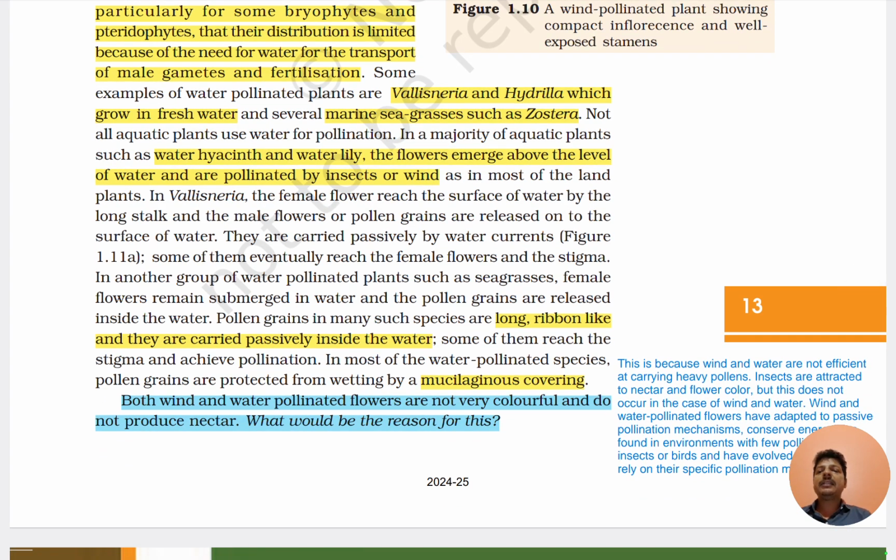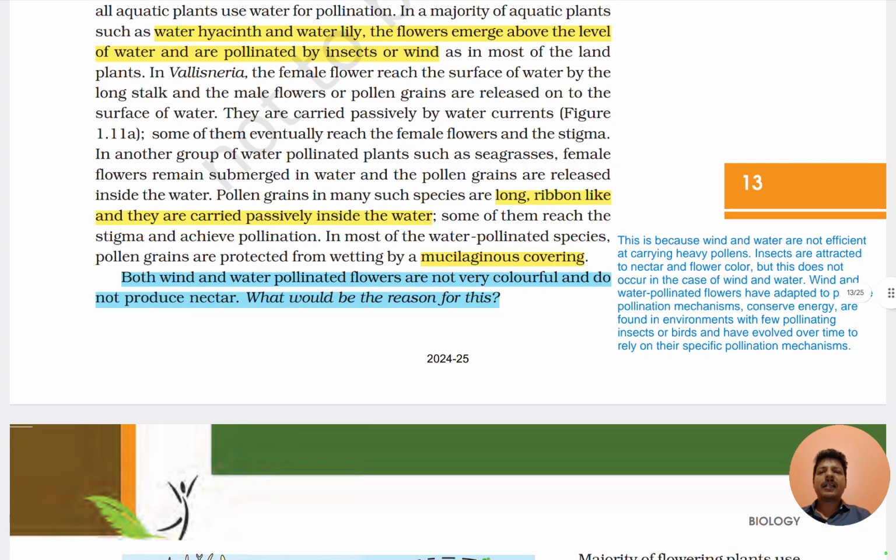Some aquatic plants grow in water, but they pollinate through other sources, not by water, like water hyacinth and water lily. Here are the conditions. You can see the pollen grain should be long, ribbon-like, and they are carried passively inside the water, and to protect the pollen grain from wetting, they have a mucilaginous covering.